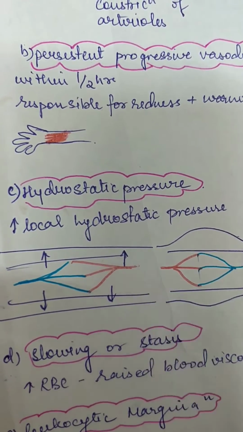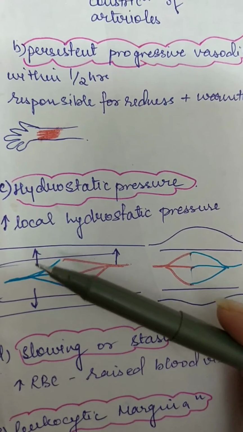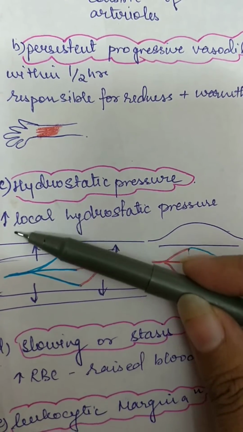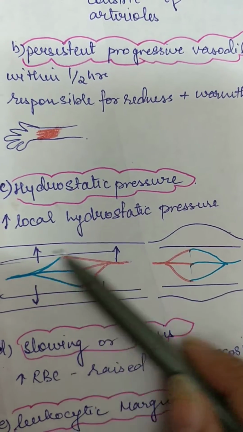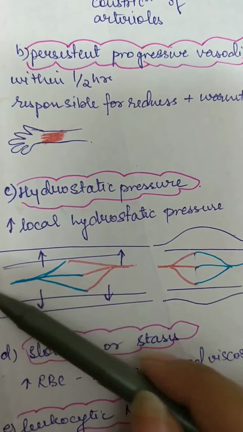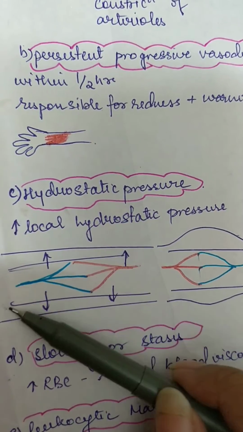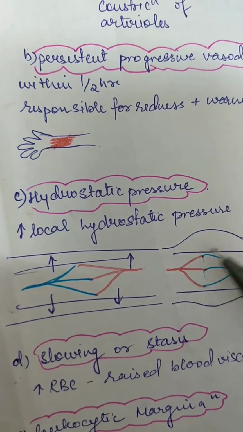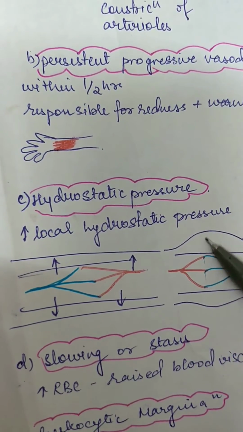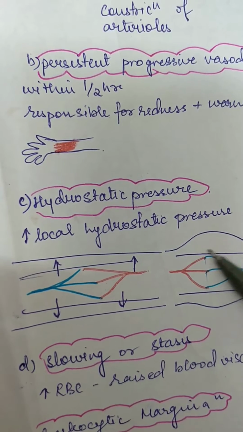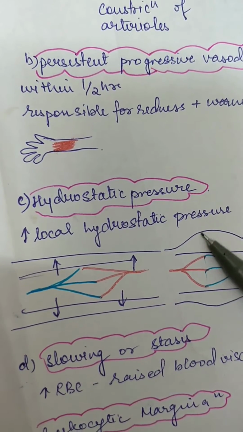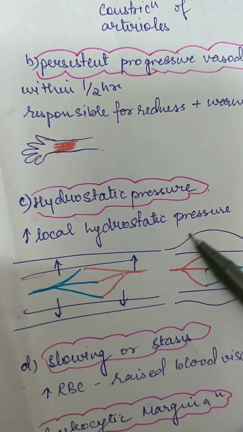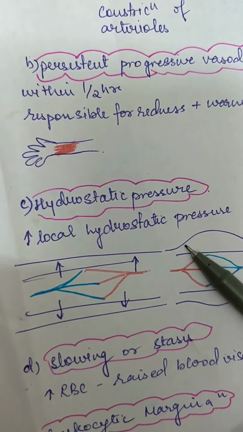Hydrostatic pressure is the pressure through which the particles move outside from a blood vessel or a tissue. So this is a tissue in which local hydrostatic pressure increases due to injury. Therefore, more of the fluid accumulates here and causes inflamed or swollen tissue.